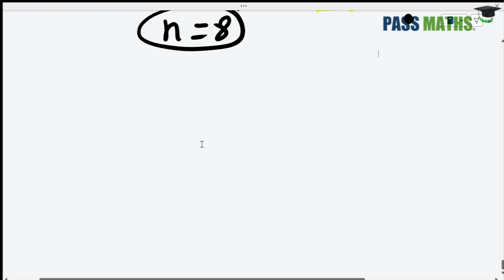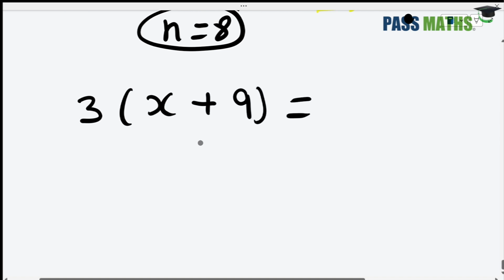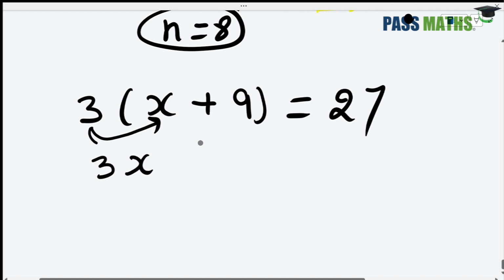Next question we can try. Let's say 3 times (x plus 9) equals 27. Doesn't matter which number you pick. First step, you expand the brackets. So 3 times x is 3x. 3 times 9 is 27. Equals 27.